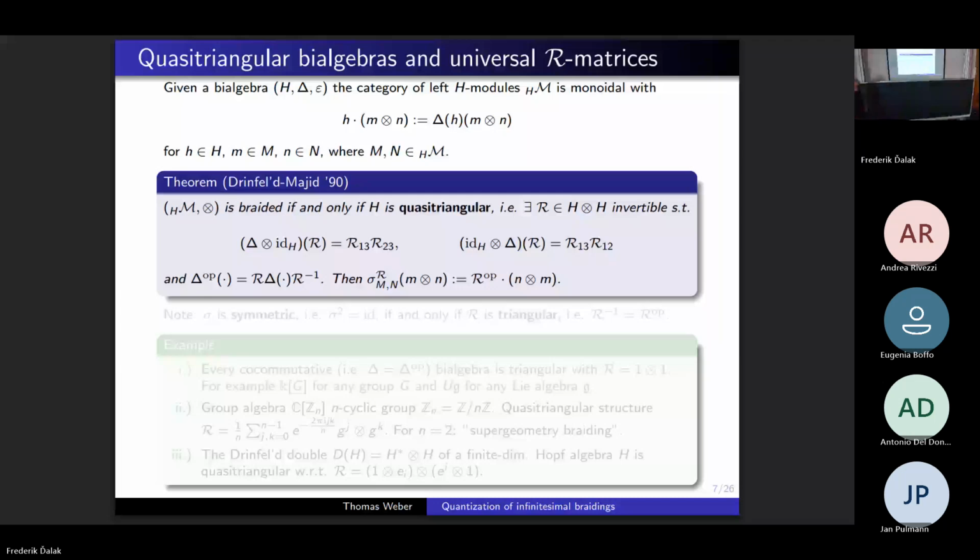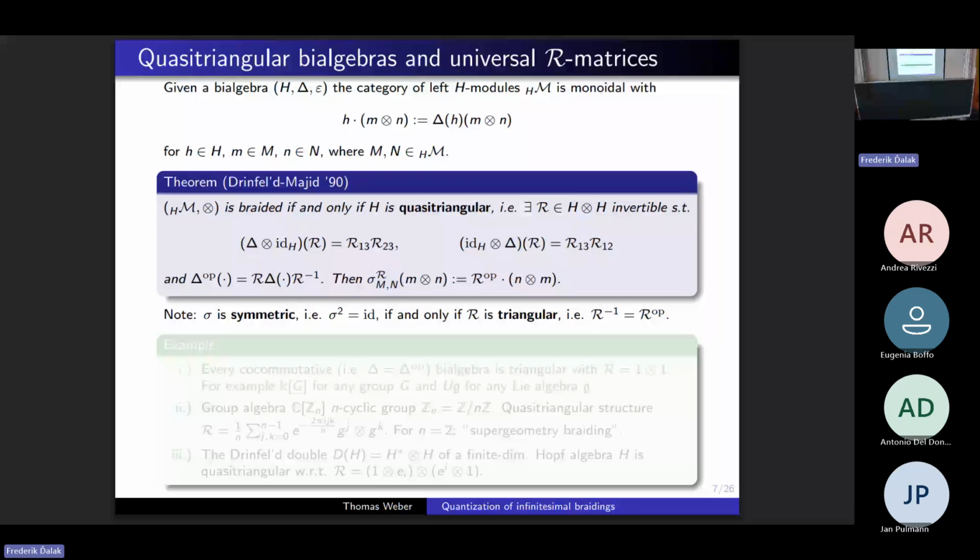Okay, the claim is that this structure will give us a braiding. And in fact, you can write down this braiding just in terms of the R matrix that acts on your elements. Just as a quick comment, we call such a braiding a symmetry if it squares to 1. And this happens if and only if R is a triangular R matrix, so if the inverse of R is given by the flipped R. But this is not an assumption that we are using here. We are working with arbitrary braidings and arbitrary triangular structures.